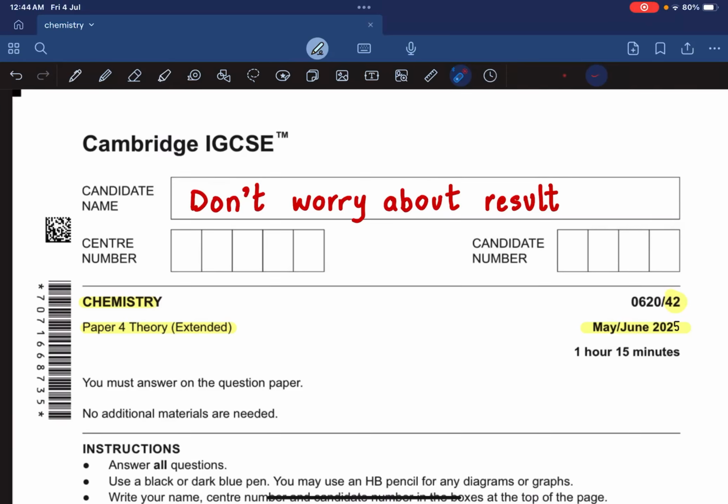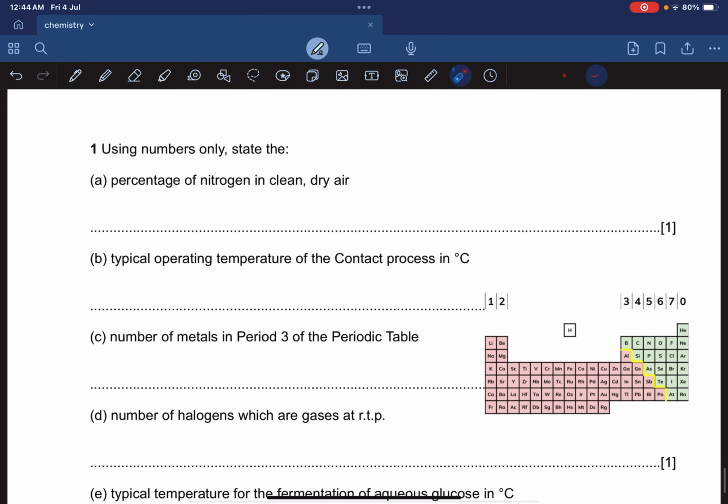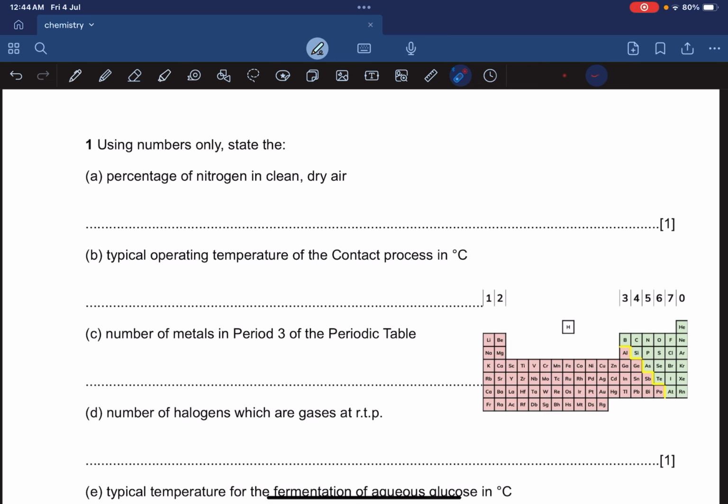So, hi, today we're going to be solving Cambridge IGCSE Chemistry Paper 4 Theory Extended May June 2025, Paper 42. This paper was tested recently in May June 2025, and we're going to be solving it. Please don't worry if you don't get anything right or if you've messed up with the paper, it's fine. Inshallah, all of you are going to get good results. The results aren't out yet, but still, don't worry, it's going to be fine. So let's get started with the paper.